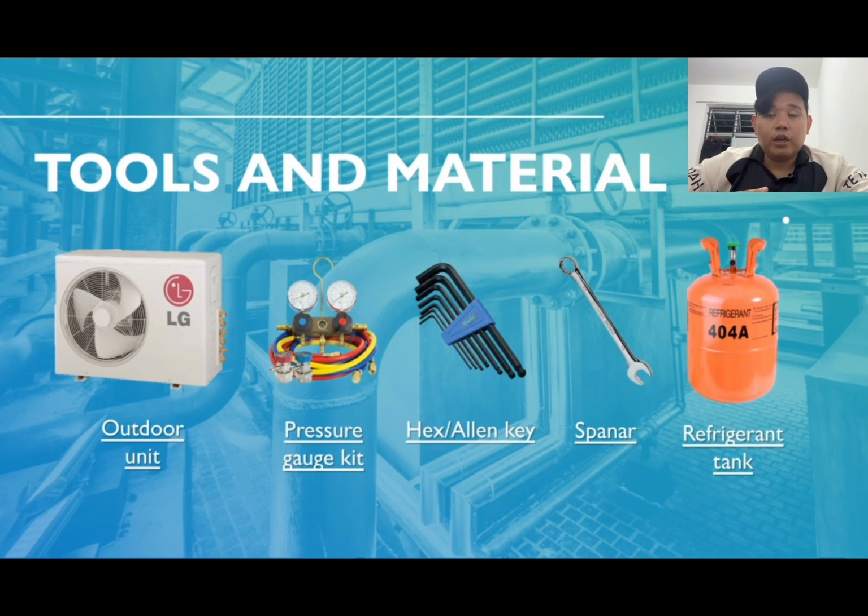Next, we have the spanner or the wrench, and lastly, we have the refrigerant tank for the flushing process of the AC system. As you know, the refrigerant tank or flushing tank is used to hold and supply a flushing agent that cleans the internal components of the system. This process helps to remove debris, oils, or contaminants that can hinder the performance of the system, such as the compressor, expansion valve, and evaporator.